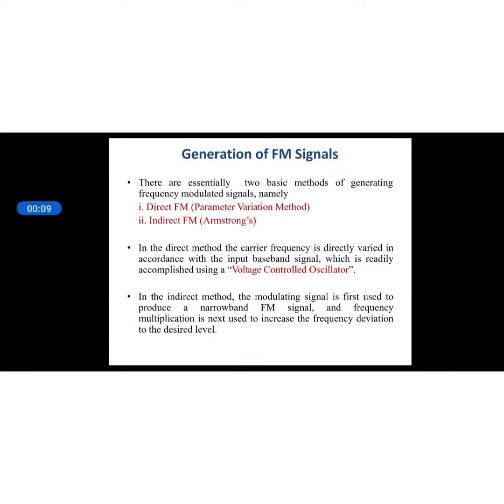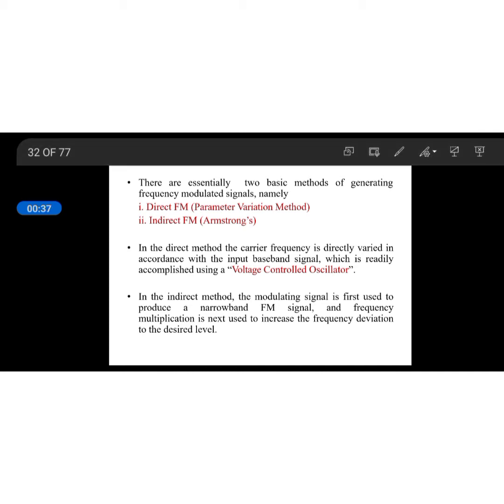Today we are going to discuss the generation of FM signals. There are essentially two basic methods of generating frequency modulated signals, namely the direct method, which is parameter variation, and the indirect method, that is the Armstrong method. In the direct method, the carrier frequency is directly varied in accordance with the input baseband signal. The input baseband signal is nothing but the message signal.